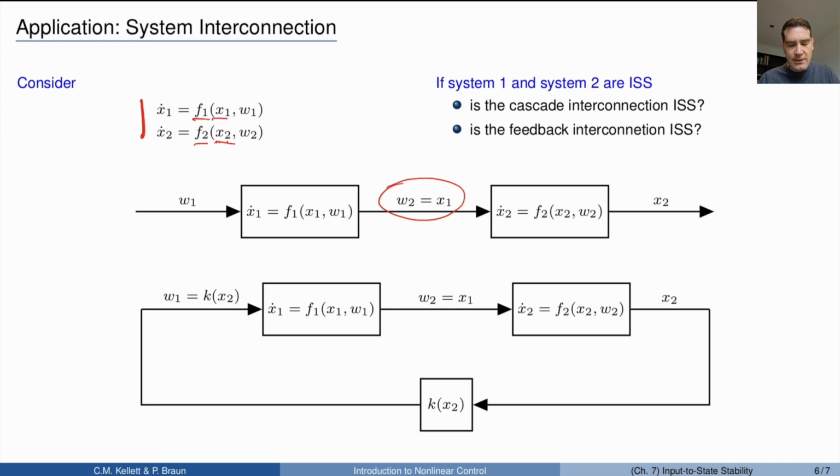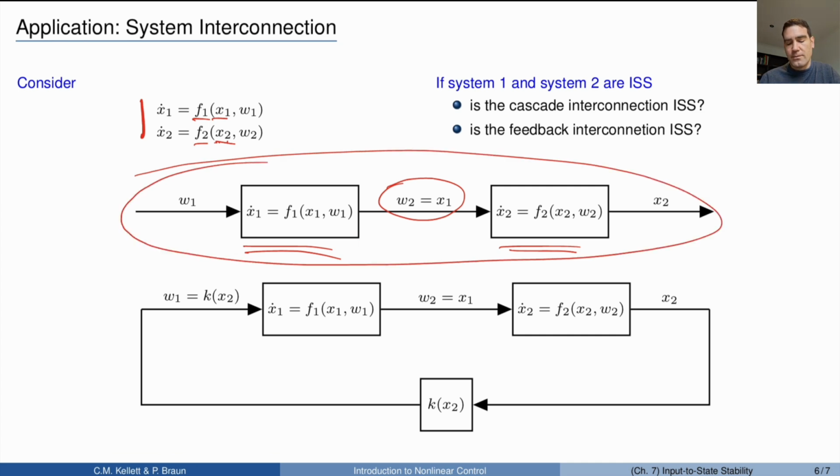And now I can look at input to state stability properties of system 1, input to state stability properties of system 2, and then hopefully derive properties that guarantee that this overall system now is also input to state stable. That's discussed in detail in the book chapter.